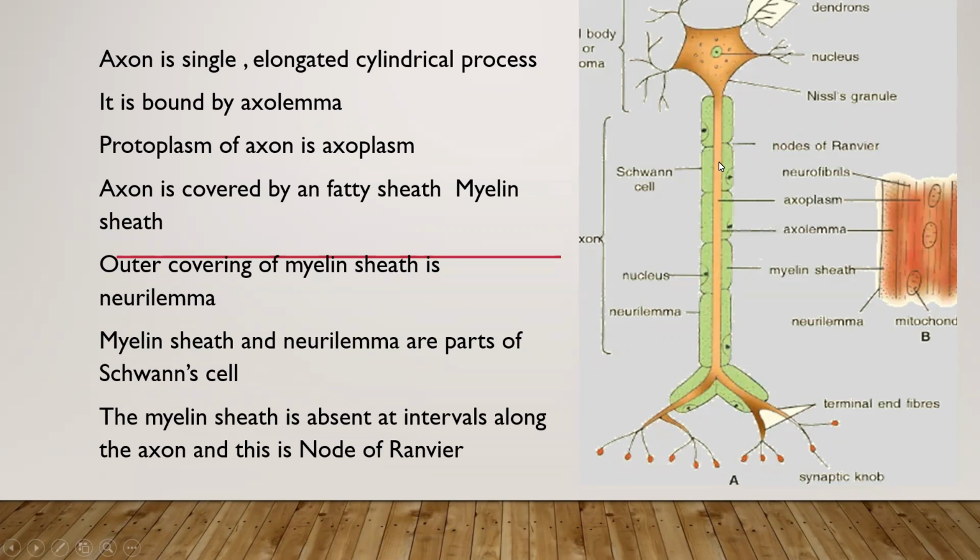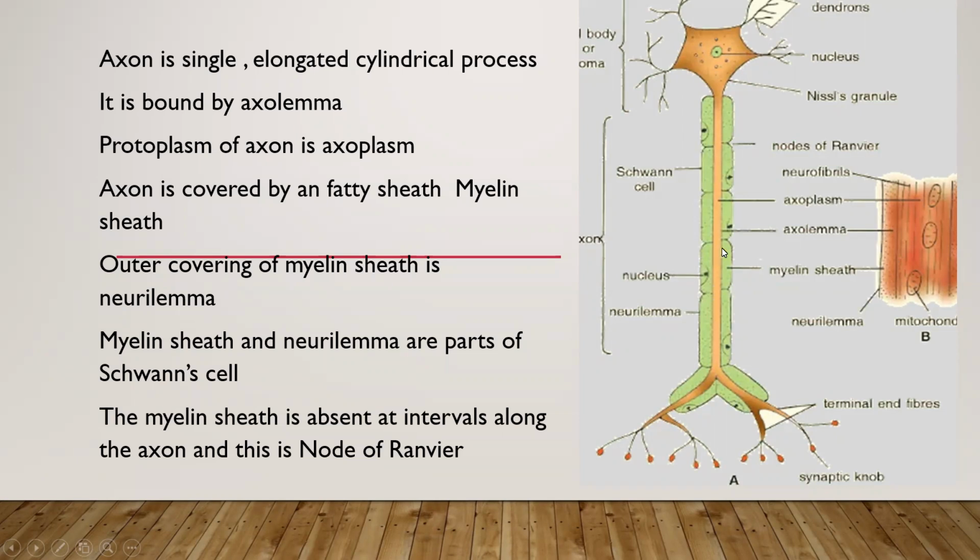Again, axon is covered by a fatty sheath, which is called myelin sheath. Here you can see axon is covered by a fatty sheath, which is called myelin sheath. The myelin sheath, in turn, is covered by a protective covering, which is called neurilemma. Now, myelin sheath and neurilemma are part of special cells. The name of the special cells is Schwann cells.